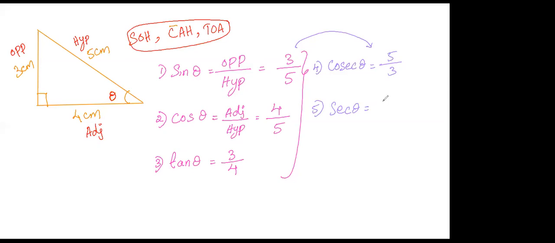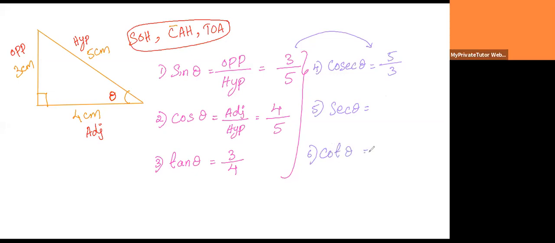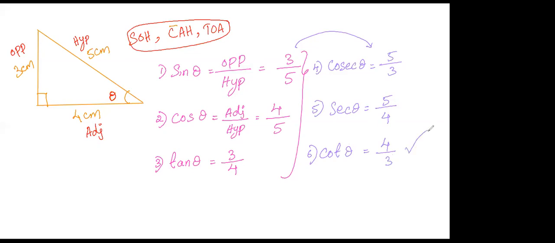Sir, I will do it. Secant is the reciprocal of cos theta. So cos theta is 4 by 5, so this becomes 5 by 4. And similarly, cot theta, the reciprocal of tan, is 4 over 3. So that's it.